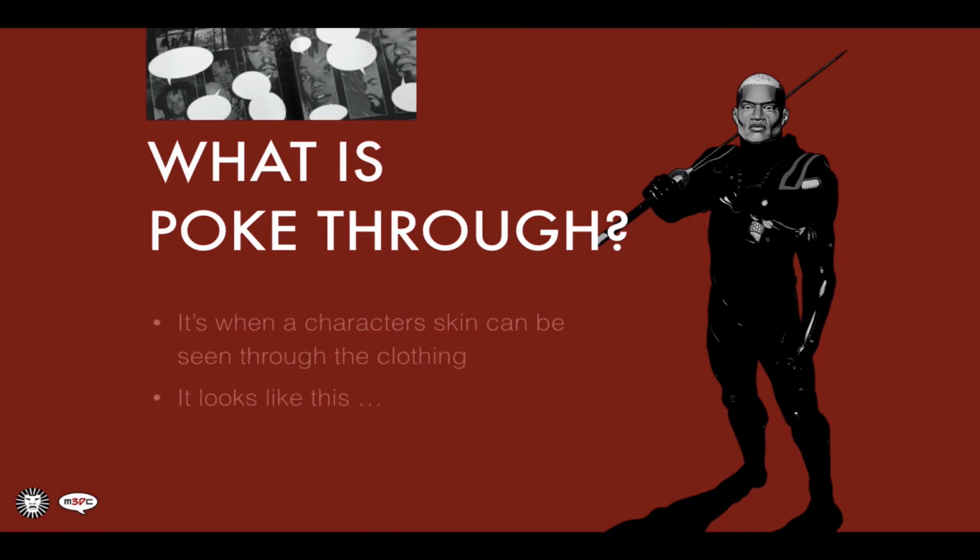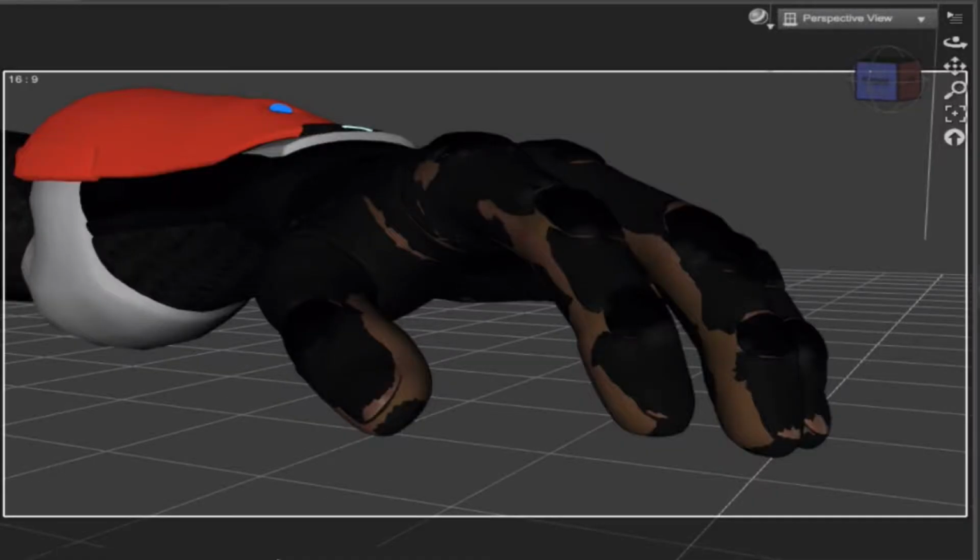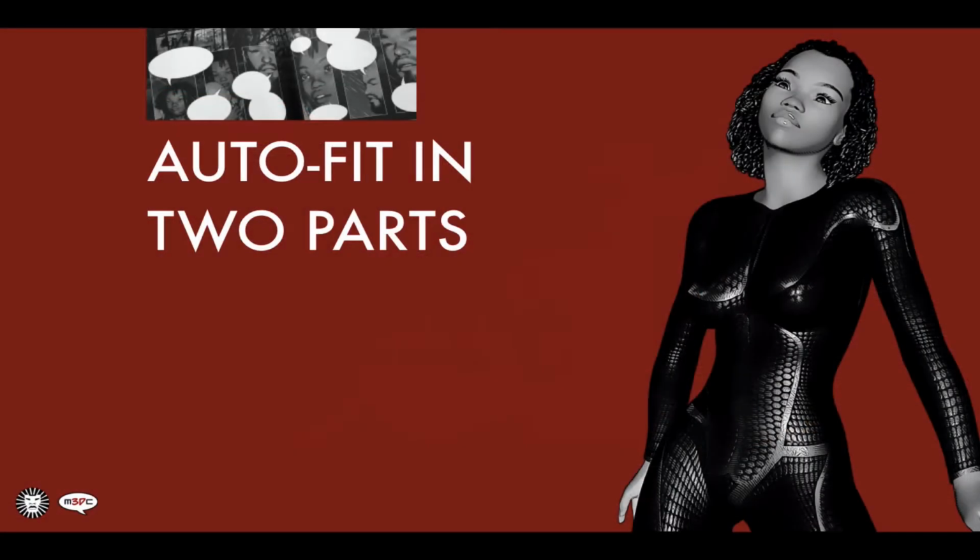So what is poke through? Poke through is when the character's skin can be seen through the clothing, and it looks like this. Here's an example of a glove that I've tried to fit to a character that I've created, and you see it looks janky, looks like everything has been ripped, and it's very annoying. So luckily with the Genesis base figure, there's an easy way to fix issues of poke through, which I'm going to get to later on in this video.